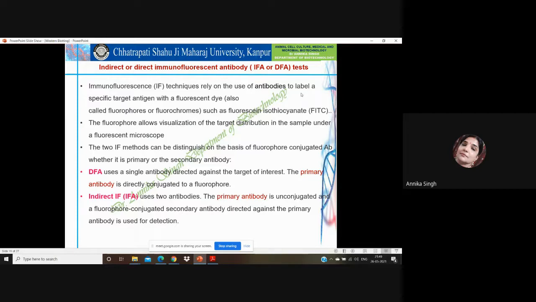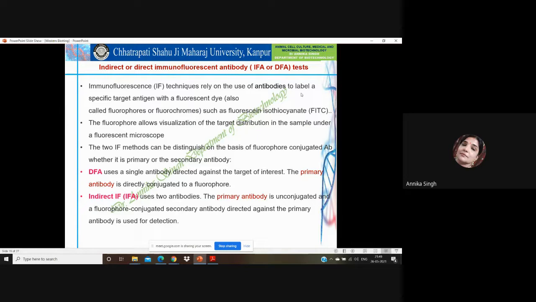And there are two types of immunofluorescence assay techniques. One is direct fluorescence assay, another is indirect fluorescence assay. In direct fluorescence assay, only a single antibody, which is labeled with a fluorophore, is directed against the target of interest. And this single antibody is known as the primary antibody because it is raised against the target antigen. So this primary antibody is directly conjugated to a fluorophore.